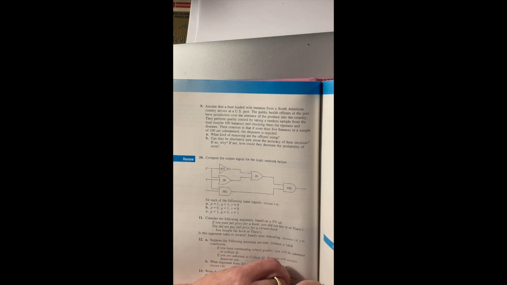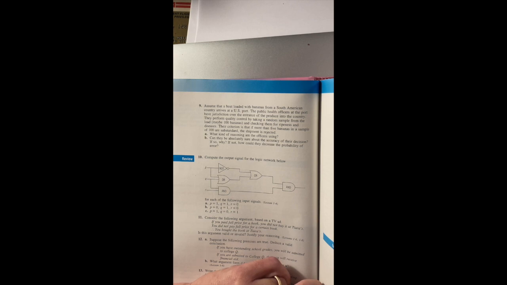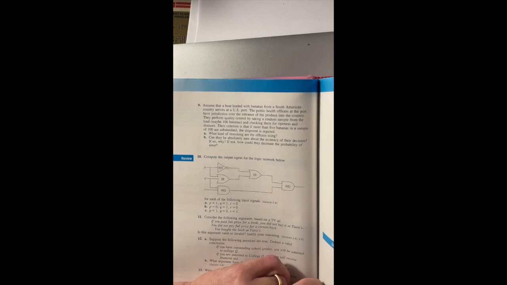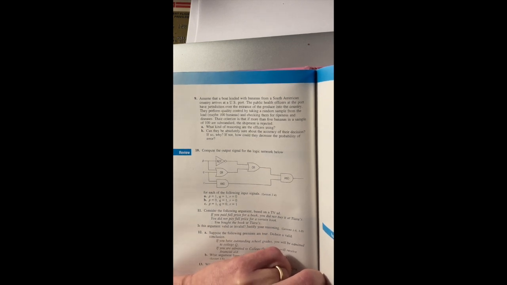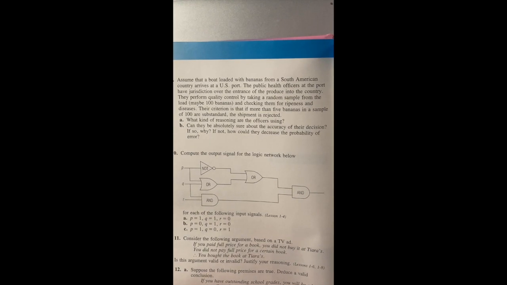They are using induction because they're going by a series of examples. Can they be absolutely sure about the accuracy of their decision? It's an interesting question because there's nothing in the problem that talks about accuracy. It simply tells us what the criteria are. Accuracy meaning they were right not to let the bananas into port. If they are using this as a way to indicate that the bananas are all bad, no, obviously not.